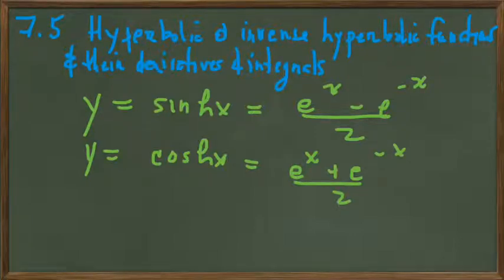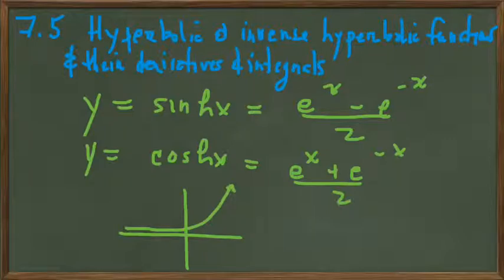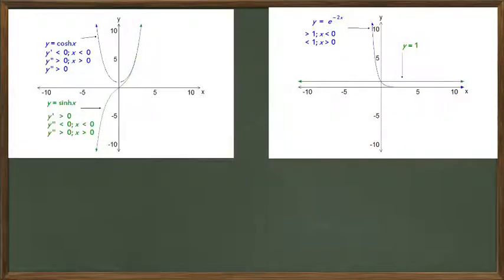So you can imagine that if you add the exponential function e to the x with the decay exponential function e to the minus x, it makes sense that you would get a graph that looks like this.